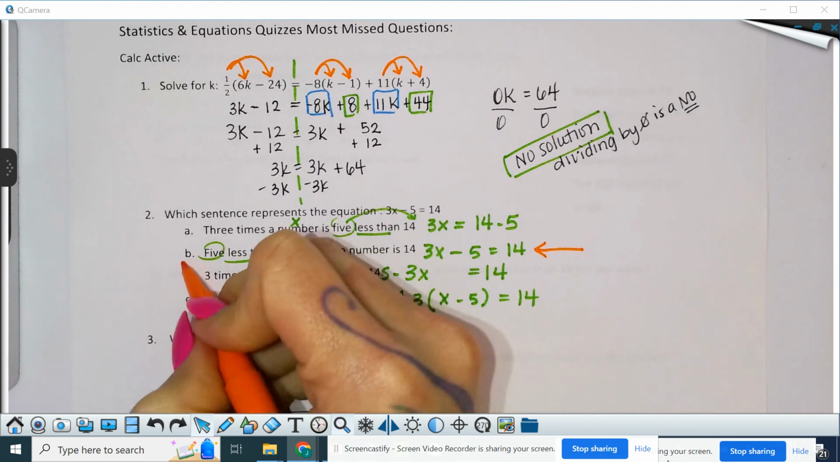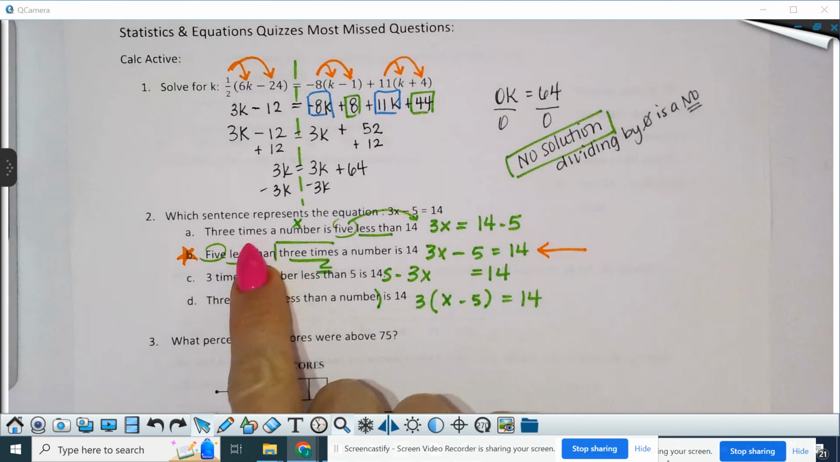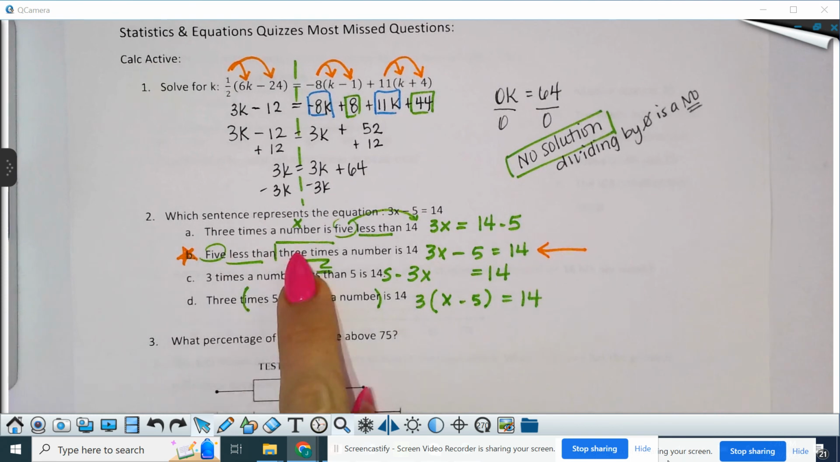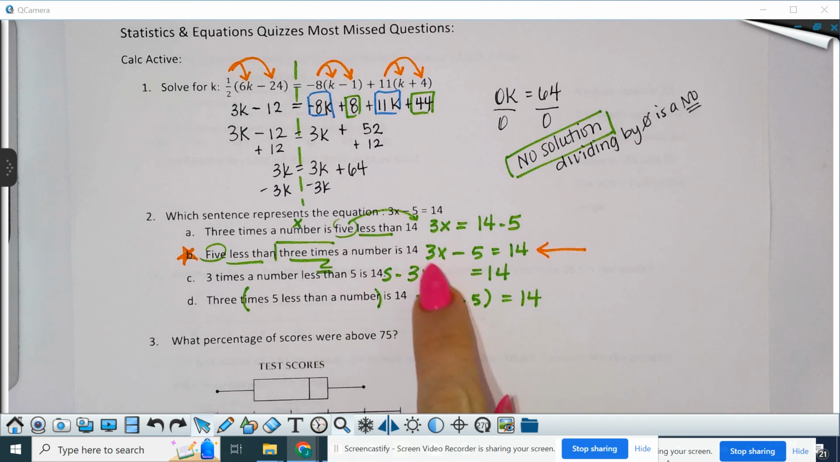It is a little harder to figure out sometimes to get the words in the right order. I think it's just basically practice. But more importantly, the consistent mistake I saw was it was 5, and then you saw less than, and you just put a minus. So 5 minus 3x. And that's not how that works. Less than means it goes after the number that it's referring to.